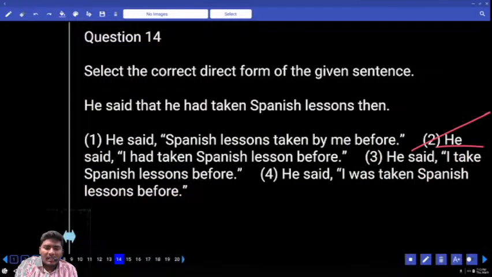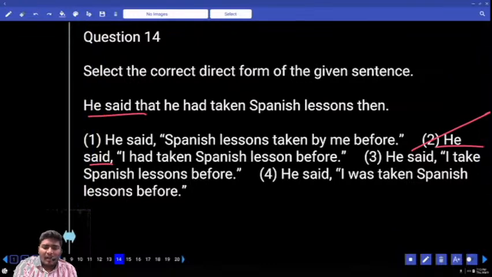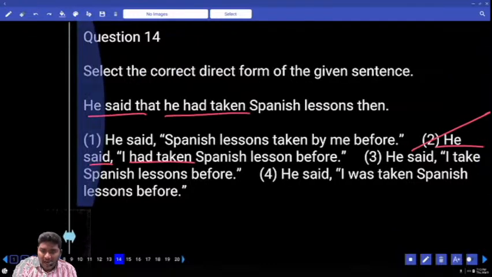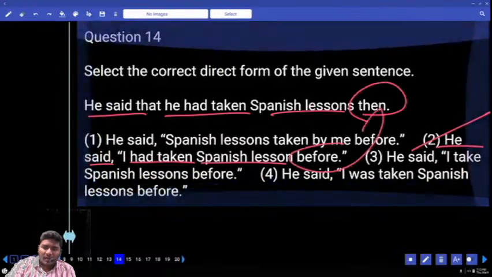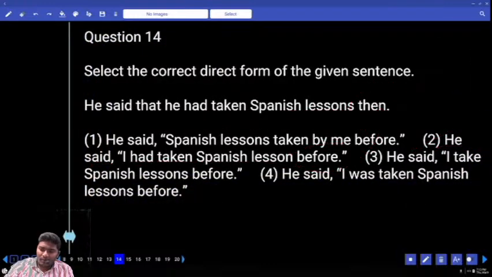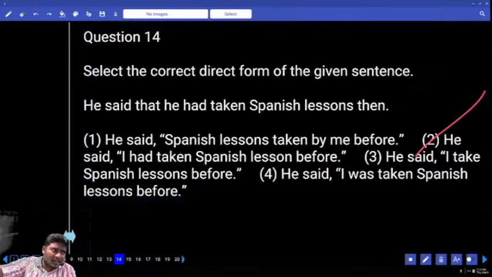Let us check. He said that I had taken, he had taken Spanish lessons before and then. The answer is absolutely fine with the second one. How many of you got this answer?